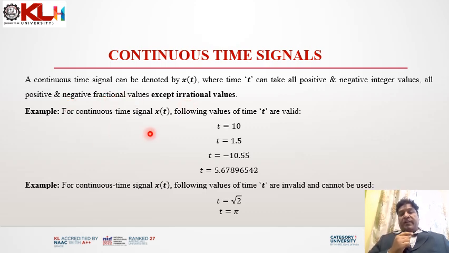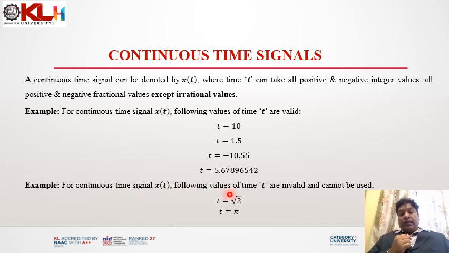So for example, if we take a continuous time signal x of t, the valid values of this continuous time variable t are t equal to 10, it's an integer, it's valid. t is 1.5, it is a fraction, that is also valid. If you take a negative fraction, t equal to minus 10.55, that is also valid. We can even take a very long fraction with a lot of decimal places as given here, and this is also a valid time because we can take all fractional values for the continuous time t.